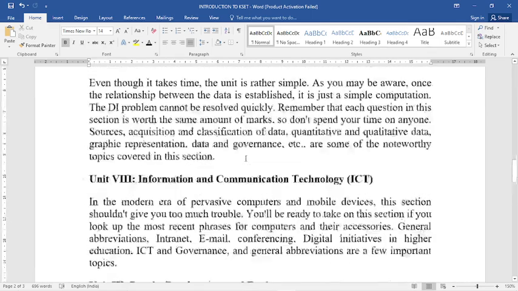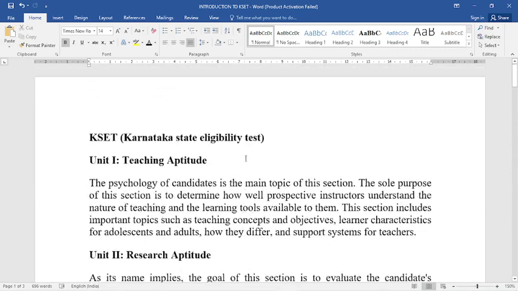So we have discussed a total of 10 units, and each unit is going to cover about 5 questions. So total 50 questions, and each question carries 2 marks, so it becomes 100 marks. So this is the complete syllabus, covering what things are going to be covered in a particular unit of the KSET examination.